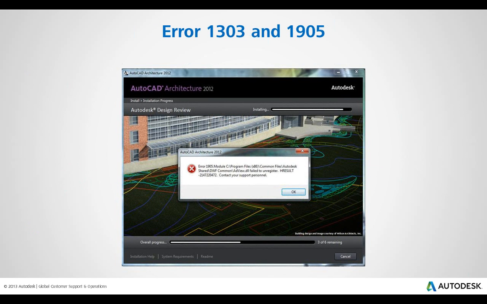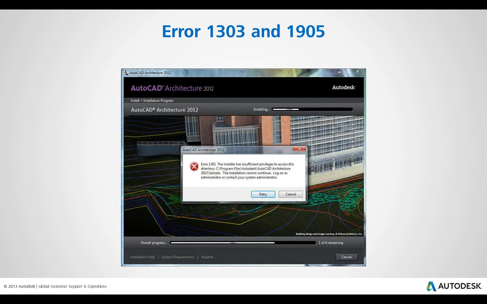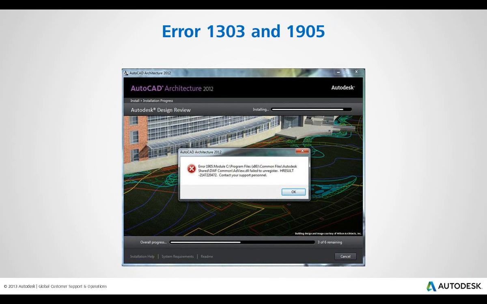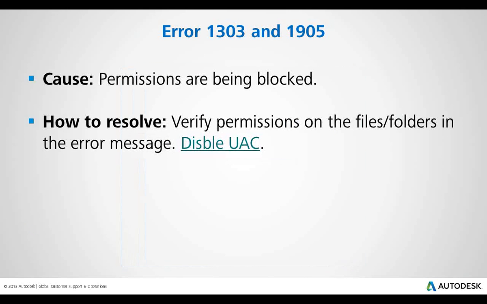So then you'll get another error message, error 1905, module, then it gives you a path to some big long thing there. Contact your support personnel. So you'll usually get these one right after the other. And contrary to what it looked like in the first error message, where it says log on as administrator or contact your system administrator, it's not exactly administrative permissions on the computer that's causing it. It is good old UAC.